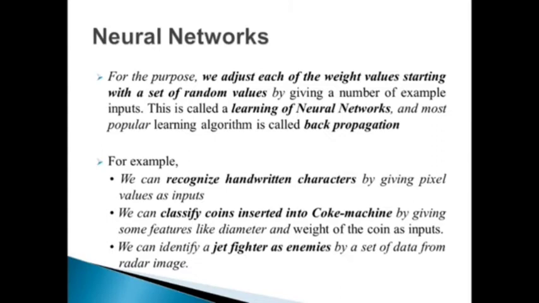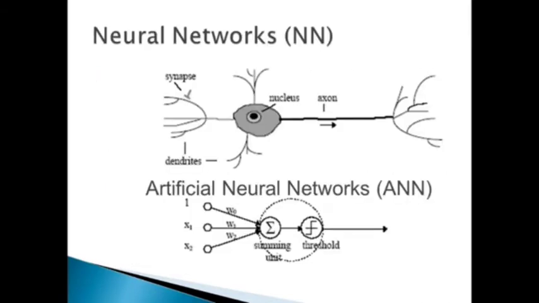The next example is that we can identify enemy jet fighters by a set of data from the radar image. From the radar we get the input in image format. From that, the network can identify if any unknown aircraft is entering, and it can make a decision. So in the case of jet fighters, they use this kind of neural network application.